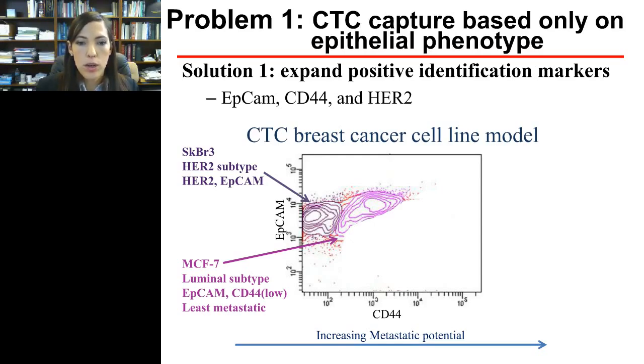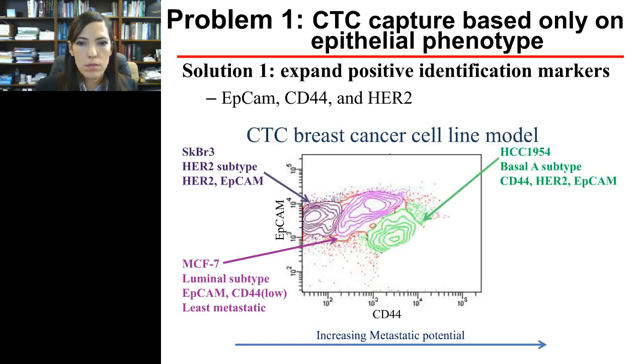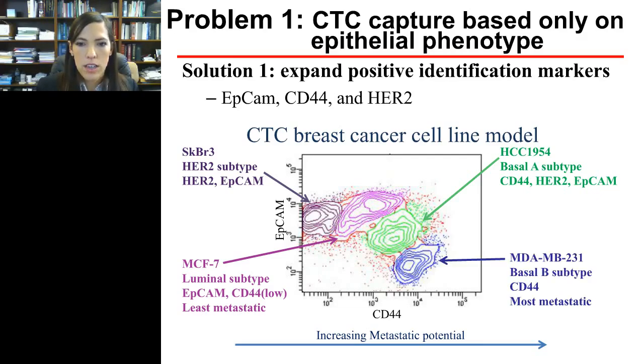It expresses HER2 and EpCAM. The next, which has an intermediate metastatic potential, is a basal A subtype, and it expresses all three of the markers that we've chosen for positive identification. And the last is MDA231s, which is a basal B subtype. It expresses CD44 and is the most metastatic. These metastatic potentials are based on cell invasion assays and how aggressively the cells grow in culture.